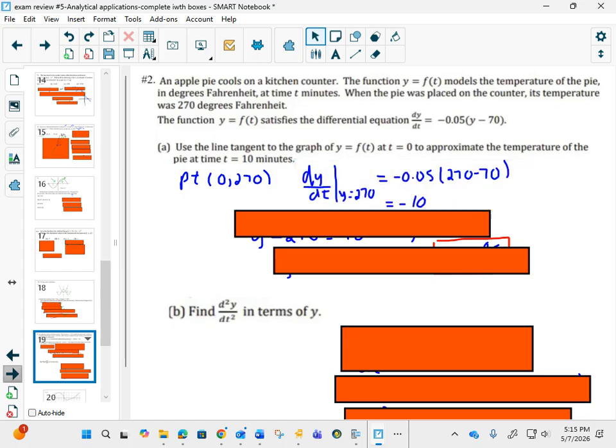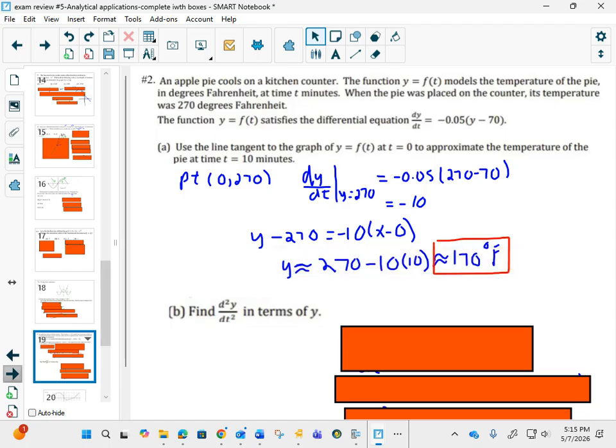And what are we going to plug into this equation? We know the y value, so we can plug in the 270. And we get that our slope is negative 10. We can write our equation of our tangent line. Plug things in. And 10 minutes later, you're like, maybe I could eat this pie.